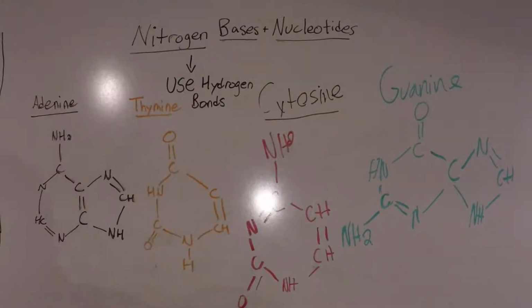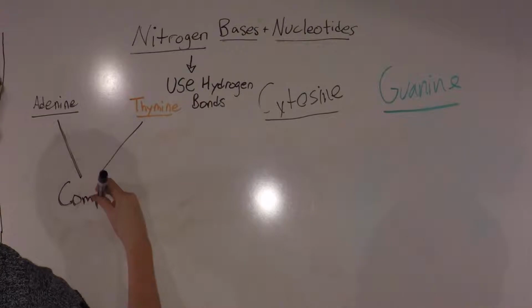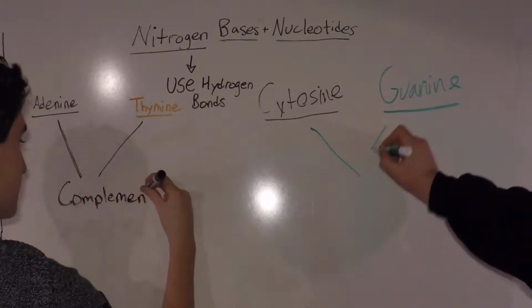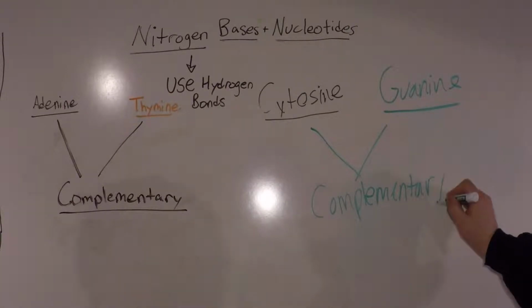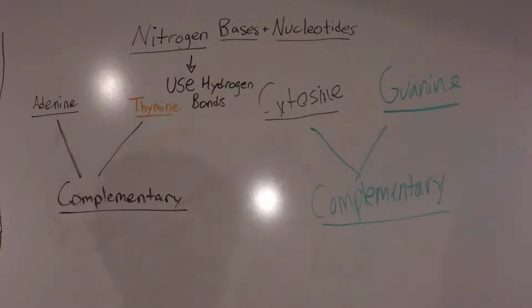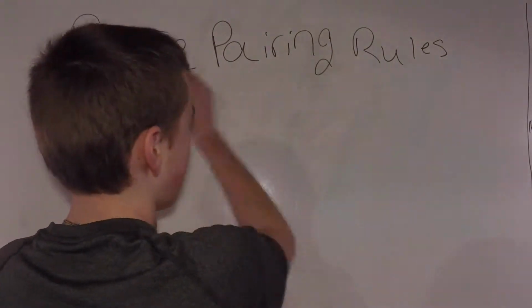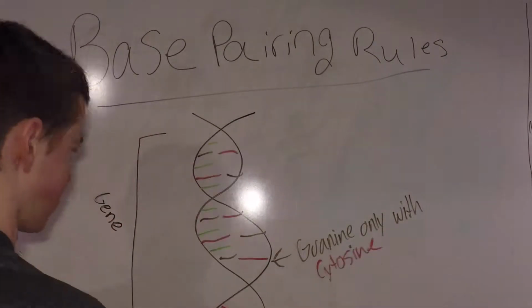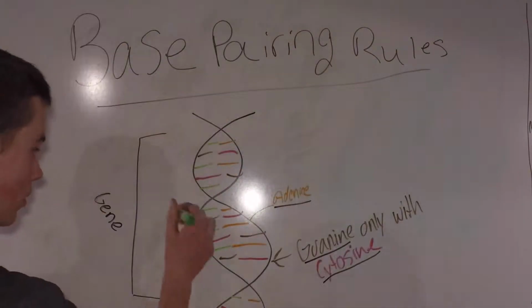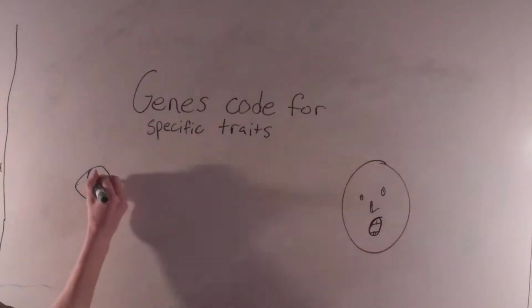However, certain nucleotides can only bond with other specific nucleobases. Adenine is complementary to thymine, meaning it can only bond with thymine, making them complementary base pairs. Meanwhile, cytosine and guanine are complementary base pairs. These are base pairing rules, stating that certain bases can only bond with each other. The different base pairing create different codes, or a gene, which is part of the DNA strand that codes for a specific trait, like eye color or hair color.